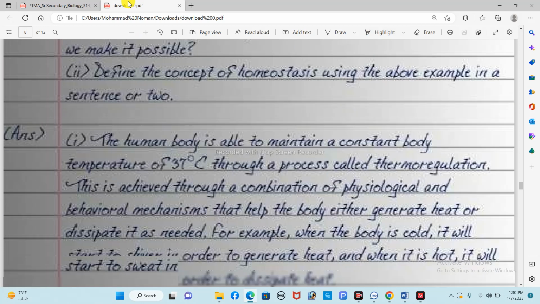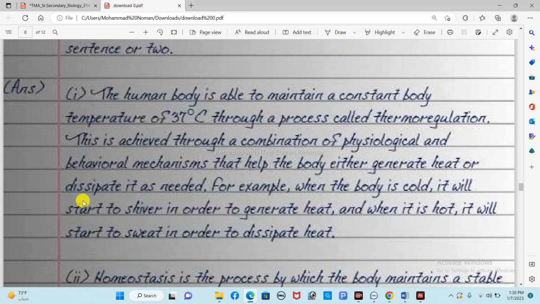The answer to number 1: the human body is able to maintain a constant body temperature of 37 degrees Celsius through a process called thermoregulation. This is achieved through a combination of physiological and behavioral mechanisms that help the body either generate heat or dissipate it as needed. For example, when the body is cold, it will start to shiver in order to generate heat, and when it is hot, it will start to sweat in order to dissipate heat.